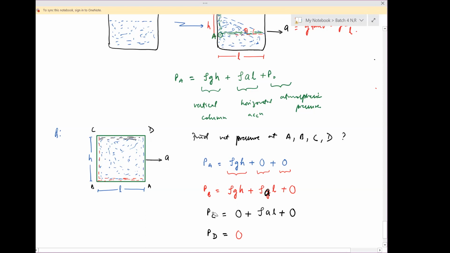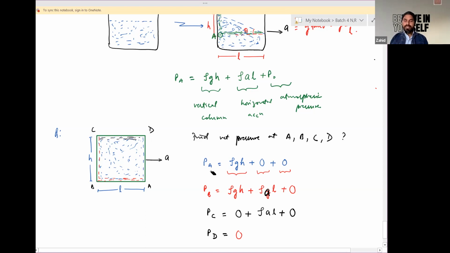So first, for A, check, is there any vertical strip present over that particular point A? There is a vertical strip of length h, and along the vertical direction there will be acceleration due to gravity, which is g into h. Next, is there any horizontal component along this direction which must be applying pressure to point A? No. So pressure due to horizontal acceleration will be 0. And last, is there any air column above that point? No. This whole vessel is enclosed, so there will be no air pressure. Is it clear now? Yes, sir.